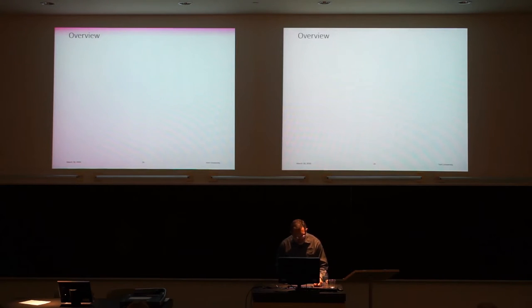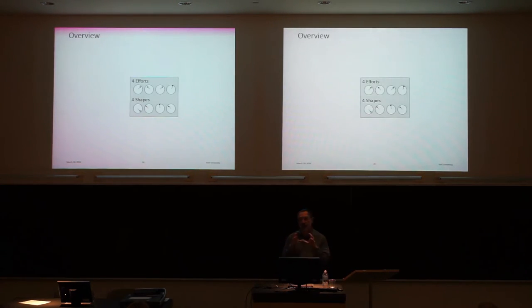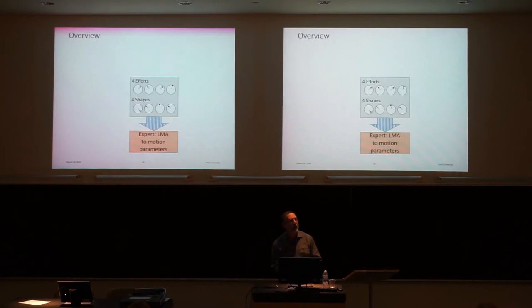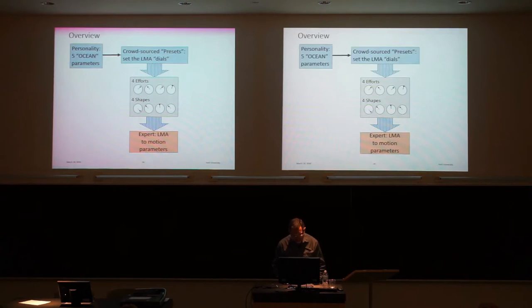All right, so how does this work architecturally? We start in the middle with the LMA factors. There are eight factors. Think of them as eight variables. It's good enough. But we don't know what the numerical values of those variables would be, so we have to adopt two mappings. One is experts tell us that with such and such a setting of these parameters, this affects the motion in a way that looks right. So that's a human thing to establish the qualitative part into motion.